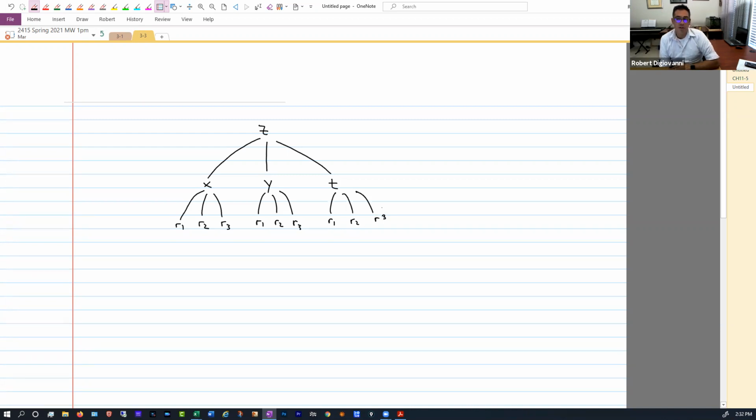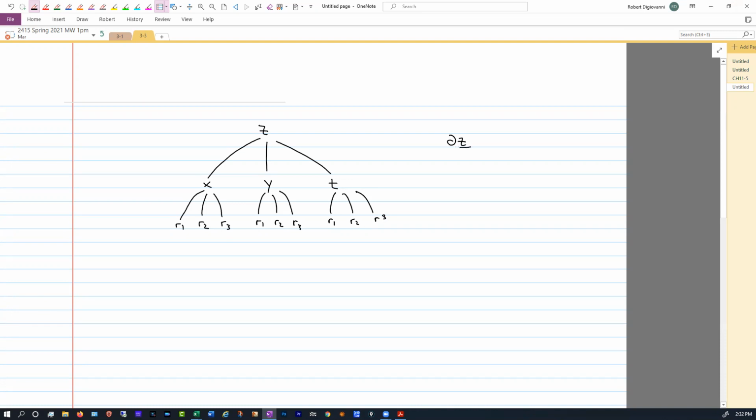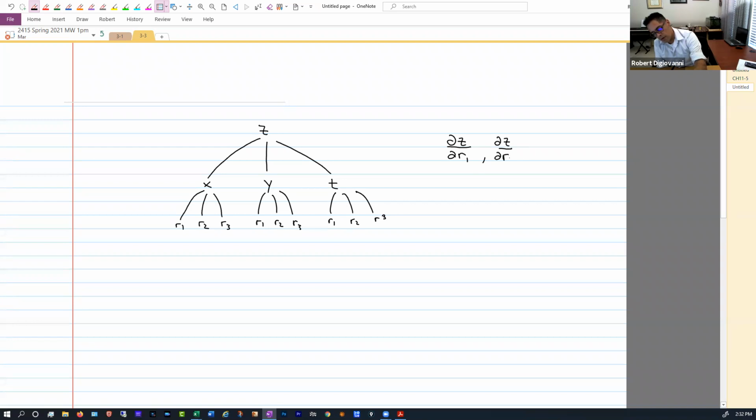My first question is, how many derivatives are possible? Three. Okay, can you tell me what they would be? Partial derivative with respect to R1, partial with respect to R2, and partial with respect to R3. Yep, perfect. Partial of z with respect to R1, partial of z with respect to R2, and partial of z with respect to R3. Those are the three possible ones.